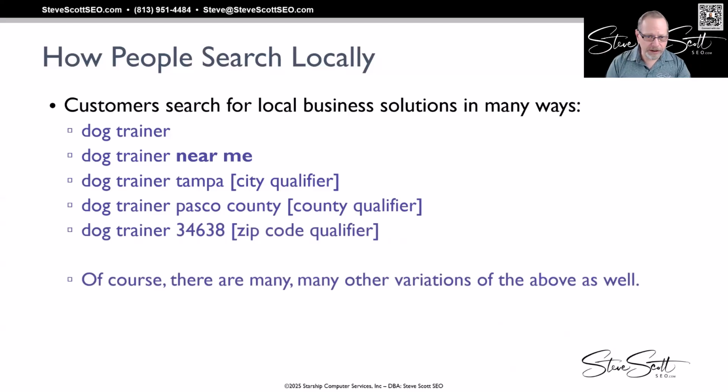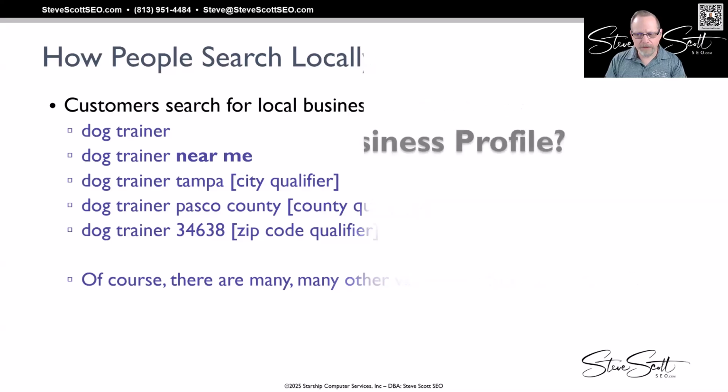They may just type for a dog trainer. They might type dog trainer near me. They might type dog trainer Tampa, which is what we call a city qualifier. They might type dog trainer Pasco County, which would be a county name. They might type dog trainer and their zip code. And of course, there's many, many other ways or variations of that same thing that people may use to search for something that they need. It's just a few items, but we see these pretty regularly when we're doing keyword research. There's a lot of near me stuff coming up, and we'll talk more about that as well.